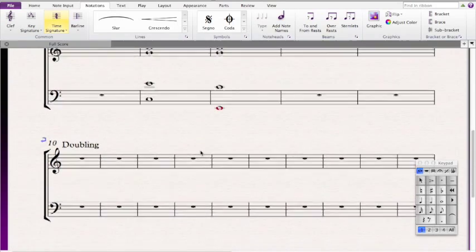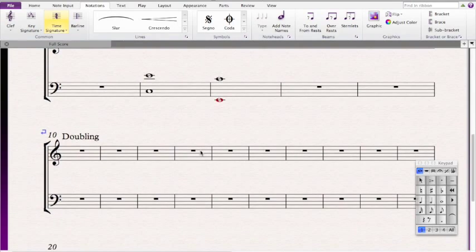Now let's go to doubling. In general, on a chord, you always have to have the root and the 3rd. If it's a 7th chord, you have to have the 7th, because without it, it wouldn't be a 7th chord. The only part of a chord you can leave out is the fifth. Otherwise, you're leaving out too much information.